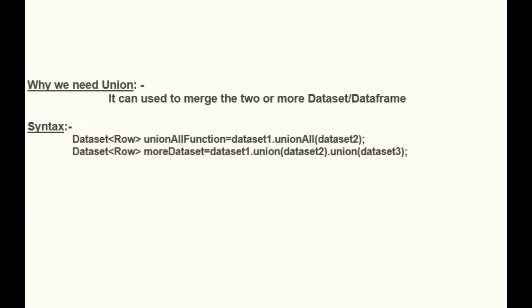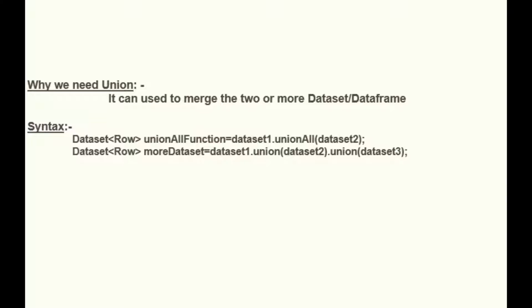Fine. Why do we need a union? It can be used to merge two or more datasets or data frames. And next, the syntax. How do we use the union function in Java? You can see the union function is available on the dataset object itself. So if you want to use the union function, you can call it directly from the dataset object, like dataset.union, and then the next dataset we have to define.